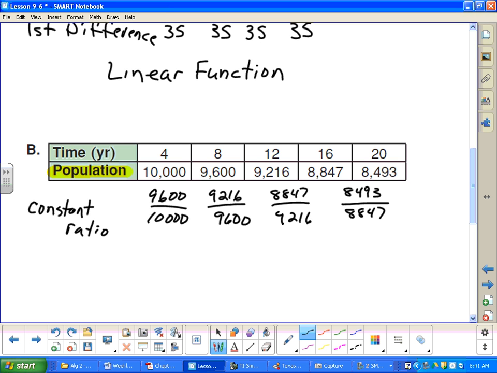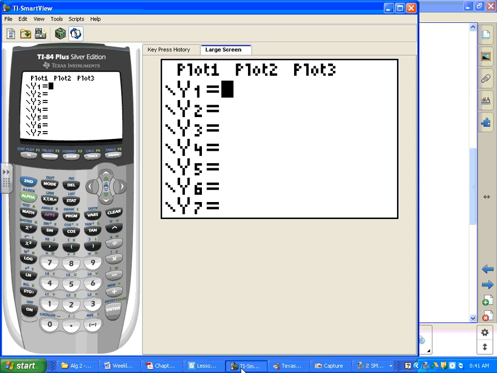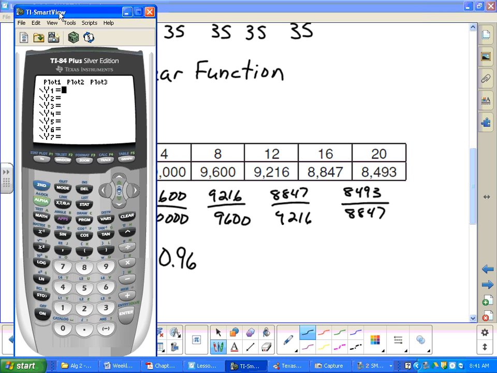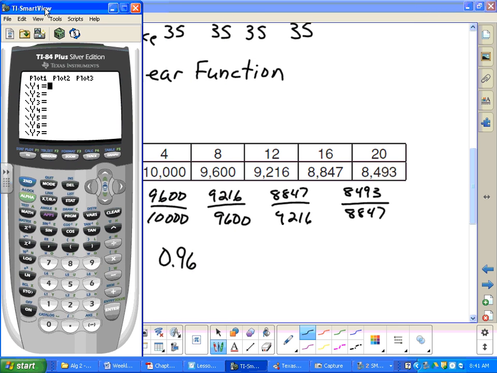Okay. I'm going to divide all these. And they should all come pretty close to what this very first one is, which is really nice because they use 10,000. And that's a fraction I can simplify. So now the one thing is that they may not be exactly perfect, but they're going to be very close.